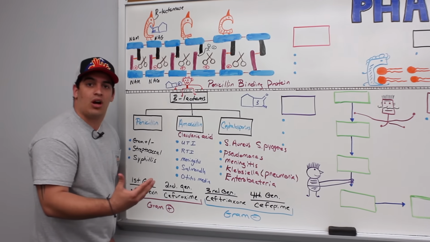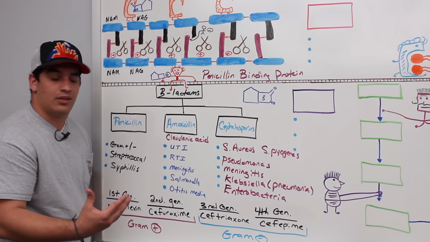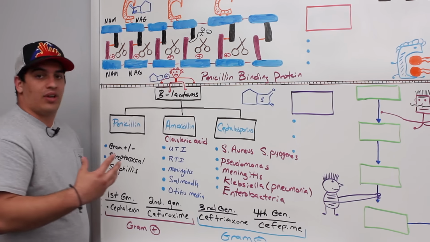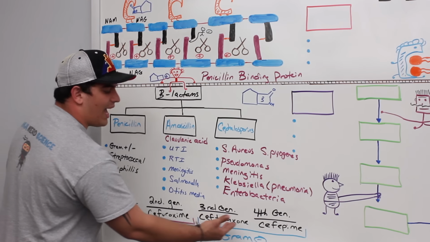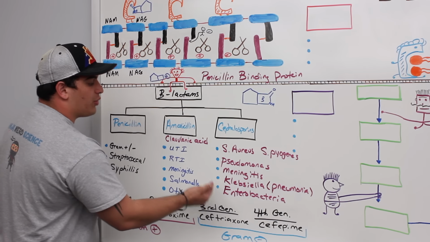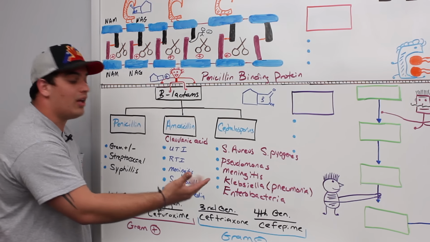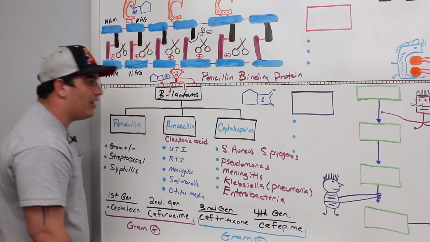So they can treat Staphylococcus aureus and Streptococcus pyogenes. Okay? And then third and fourth generation are more for the gram-negative coverage. And so those third generations would be like ceftriaxone and cefepime, right? What can they treat? Like Pseudomonas aeruginosa, meningitis, Klebsiella, which can cause pneumonia, as well as enterobacteria.